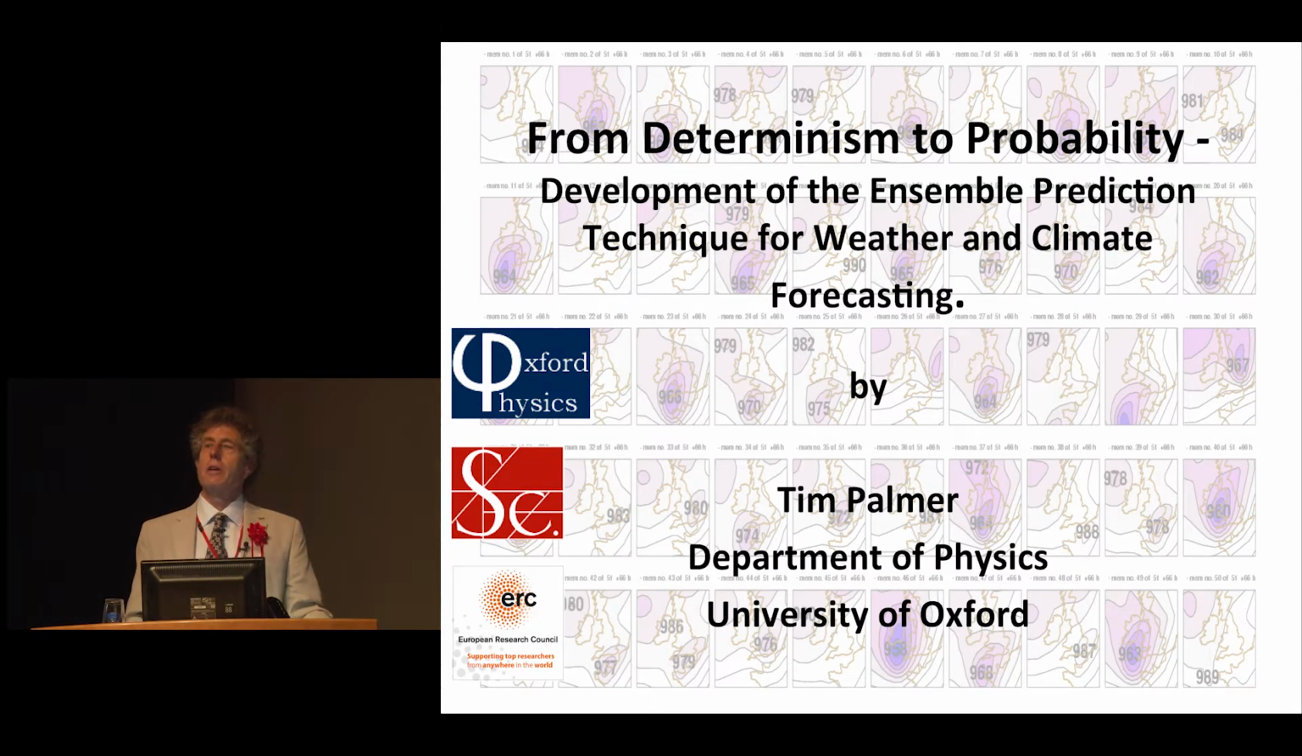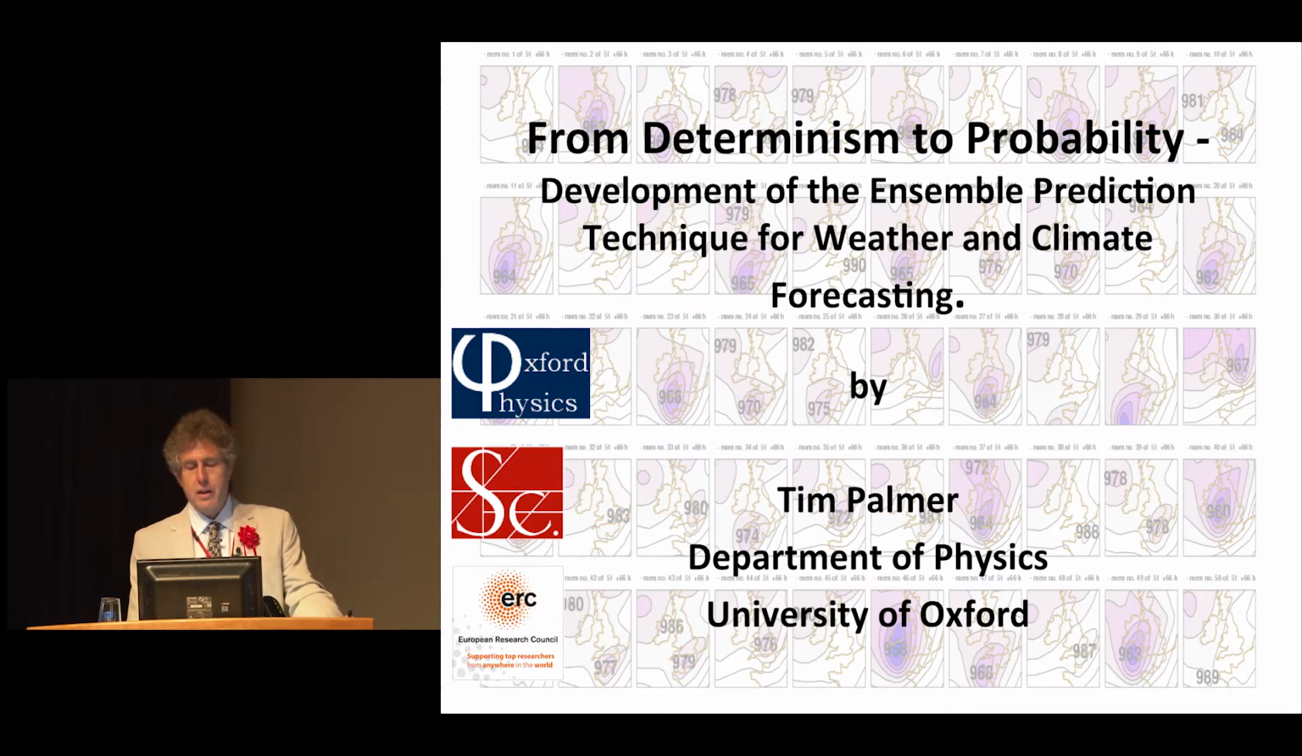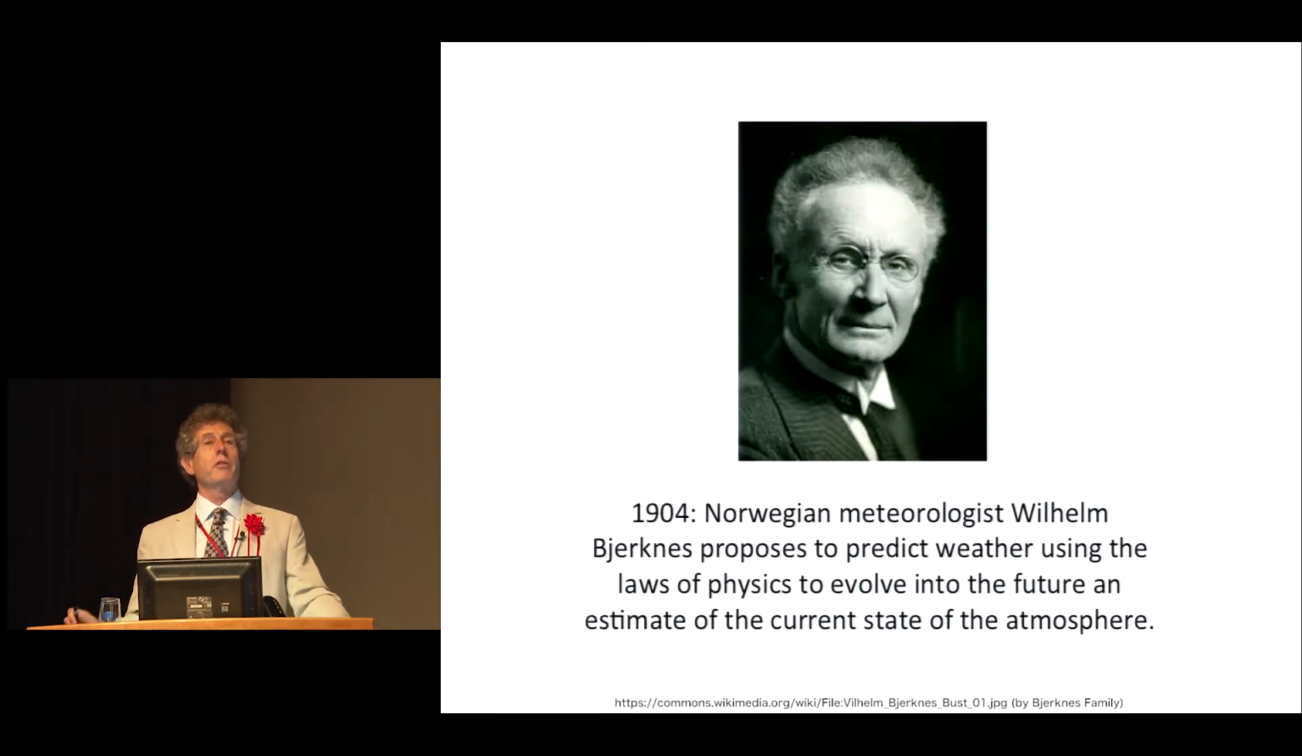I guess humankind has been trying to forecast weather since the dawn of civilization. But it's only since the very early 20th century that it was proposed by Norwegian meteorologist Wilhelm Bjerknes to try to forecast the weather using the principles of science. That is to say, to take an estimate of the current state of the atmosphere obtained from observations and to evolve that state forward using the laws of physics.